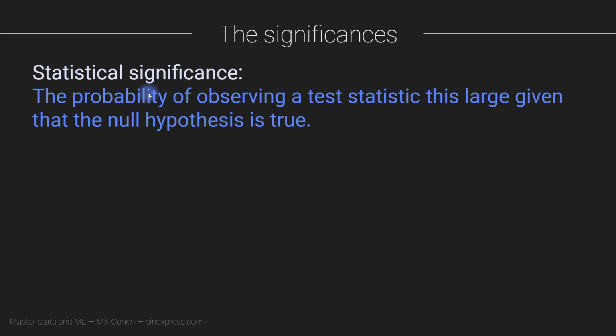So we have statistical significance. This you've already learned about. It's the probability of observing data the way you observed it if the null hypothesis were really true. So that is statistical significance.